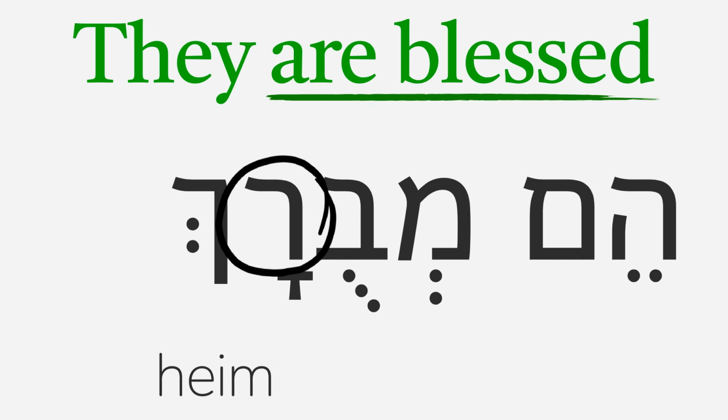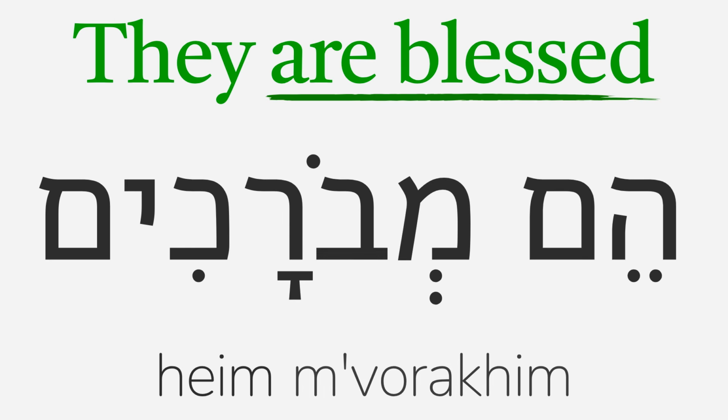But if the second letter of a root is resh or aleph, in the Pual, instead of the first root letter having an u vowel, it will have an o vowel. Mevorach is blessed in masculine singular form. To make the masculine plural form from this masculine singular form, we just add an im ending. Mevorachim are blessed. Hem mevorachim. They are blessed.